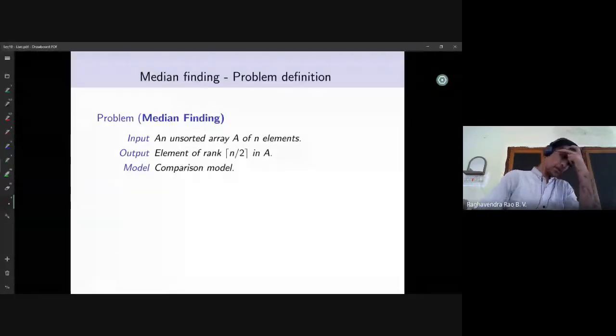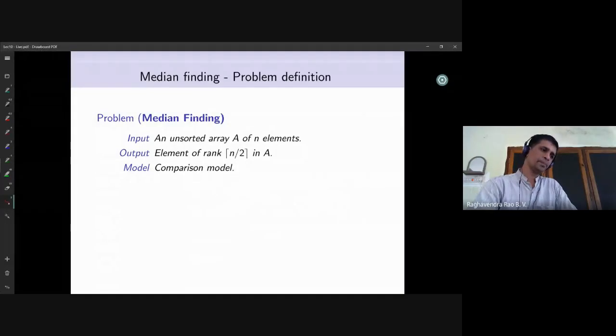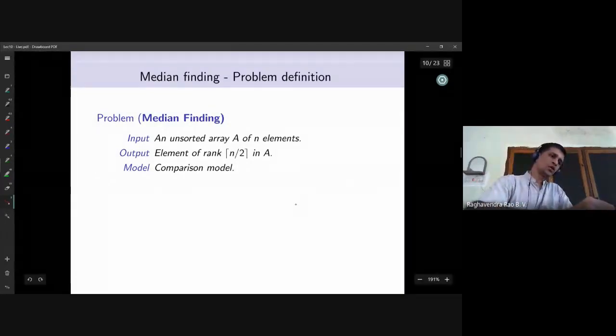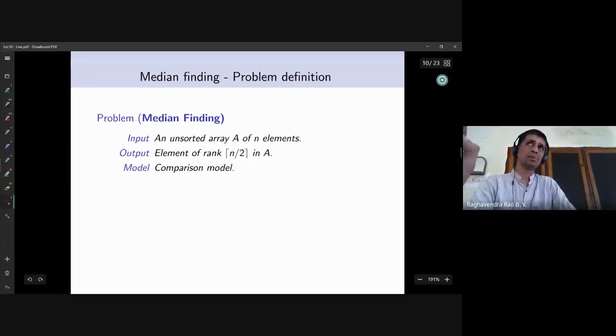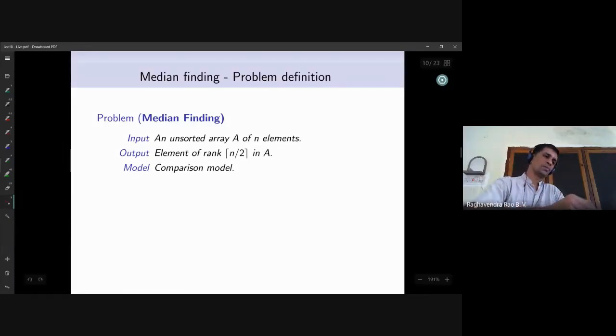So today we are going to look at another related problem. Some of you might have seen it already. We call it median finding. We are given an unsorted array A of n elements. We need to output the middle element, or in other words, the element of rank n by 2. When I say middle element, I mean not the middle element in the array, but the one in the middle of the sorted array. The model is the usual comparison model.